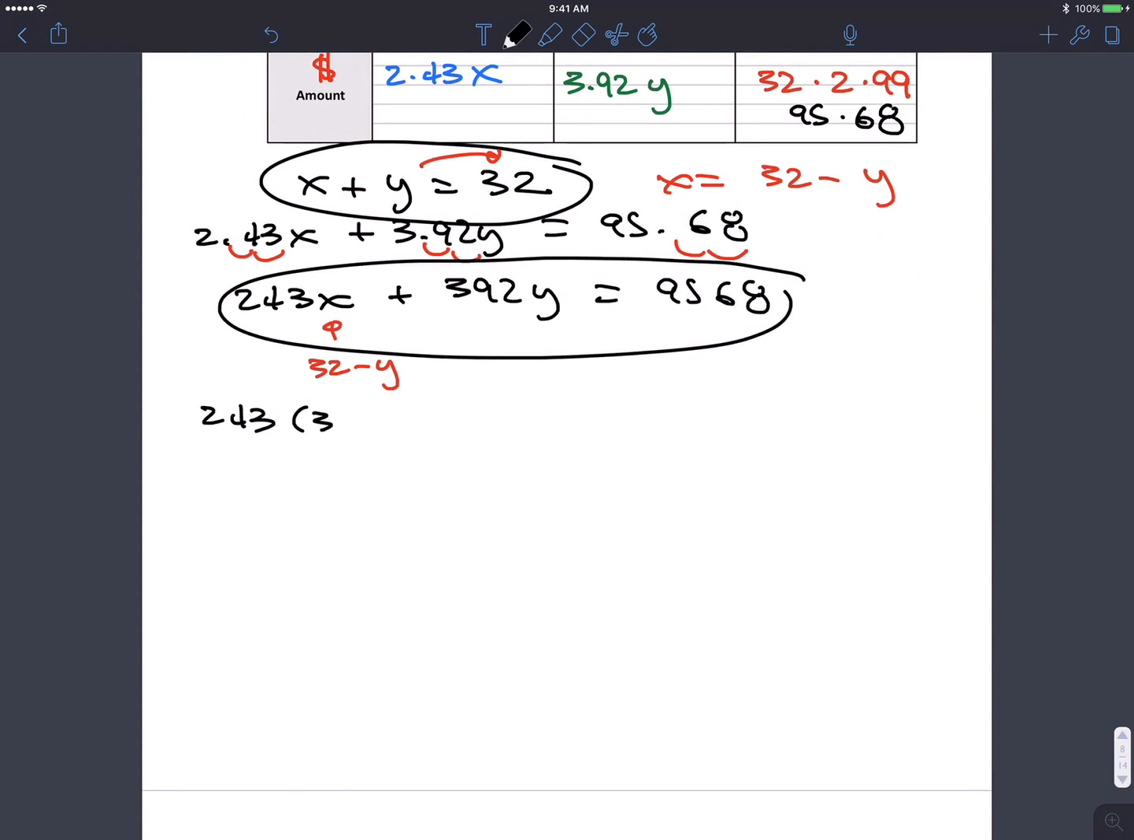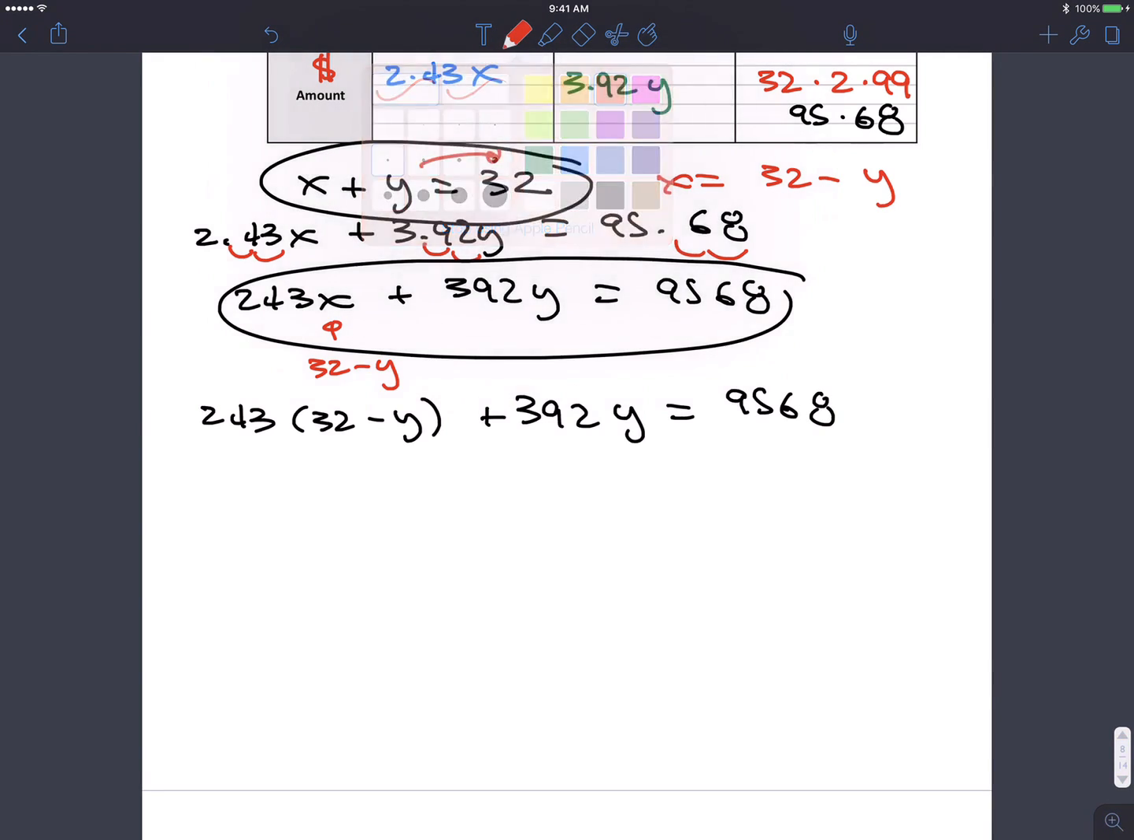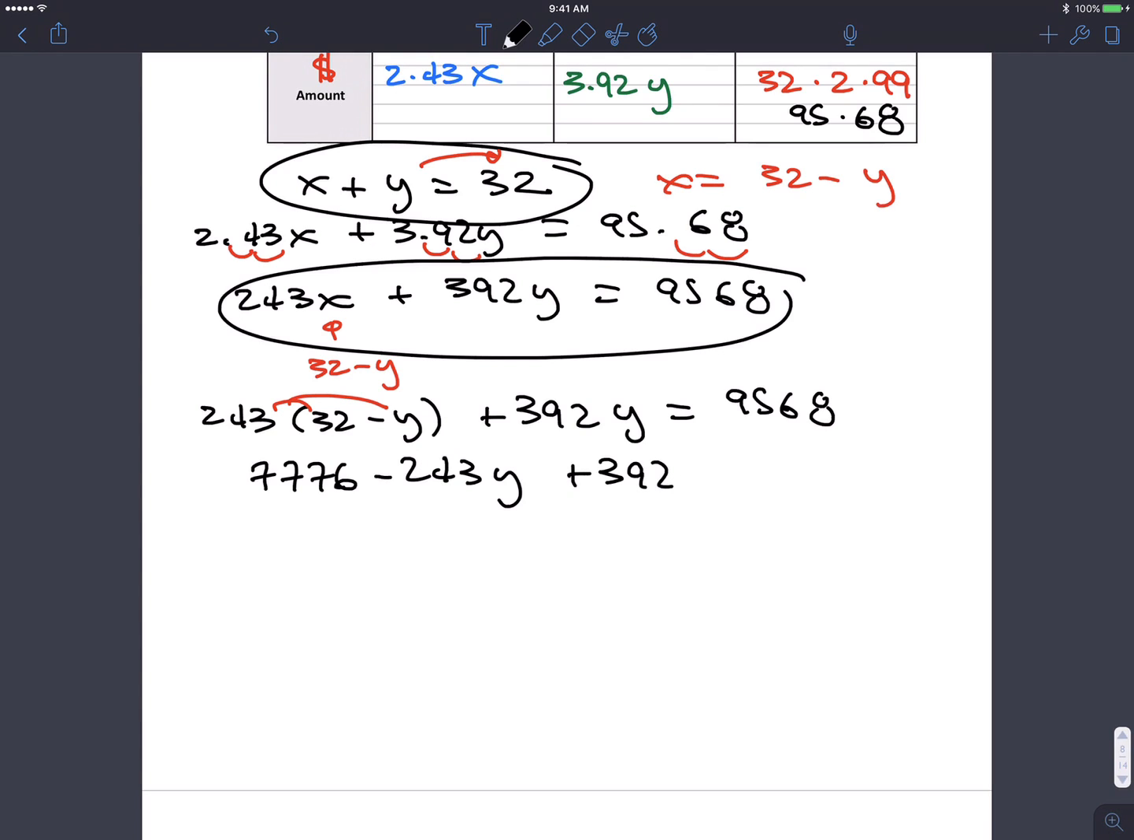243 times 32 minus y plus 392y will be 95.68. We're going to have to get rid of the parentheses by distributing. So let's see what we get. 243 times 32. We get 776 minus 243y plus 392y gives us 95.68.